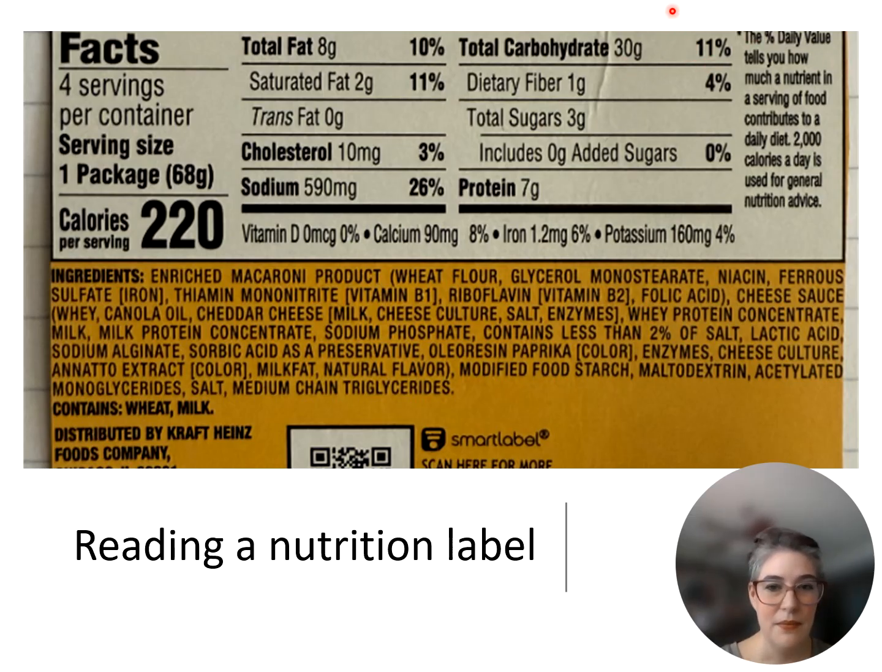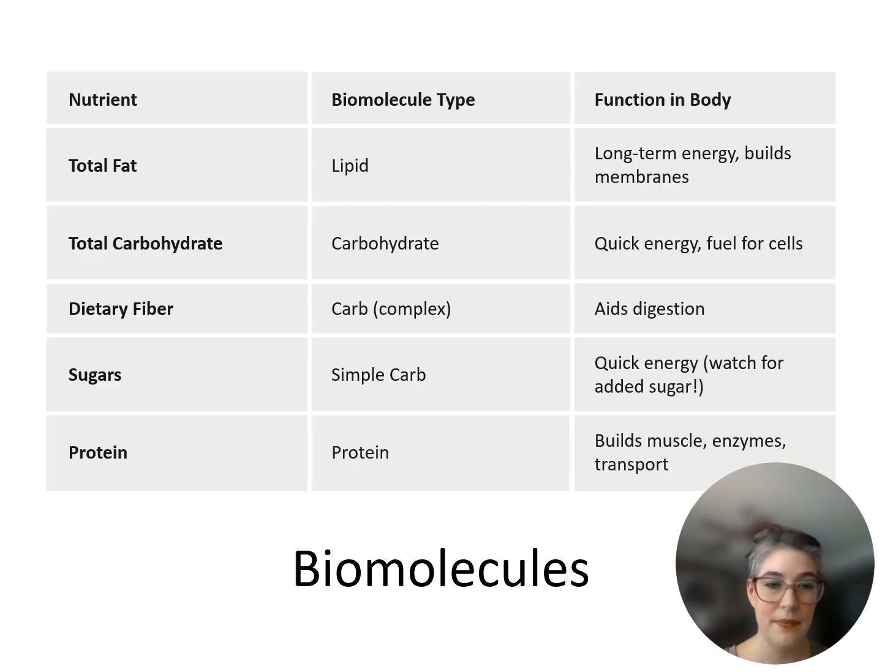But we want to think biomolecules. So I see total carbohydrates. I see protein. I see fat. What's another word for fat? Lipids. So far we're seeing our 3 biomolecules, carbohydrates, proteins, and lipids or fats. So we want to make sure that we understand the biomolecules that are mentioned on that food label.